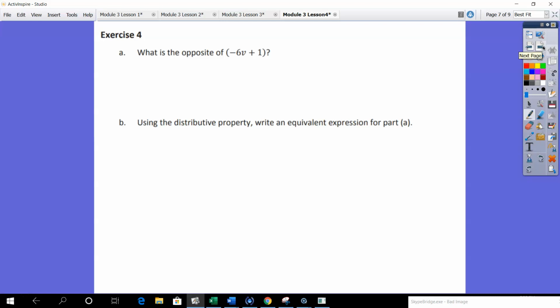Okay, so in exercise 4, we are talking about the opposite of a number. And so the opposite of 2 is -2. We had done that before. So -1 times 2 is equal to -2. So then -1 times n would be equal to -n.